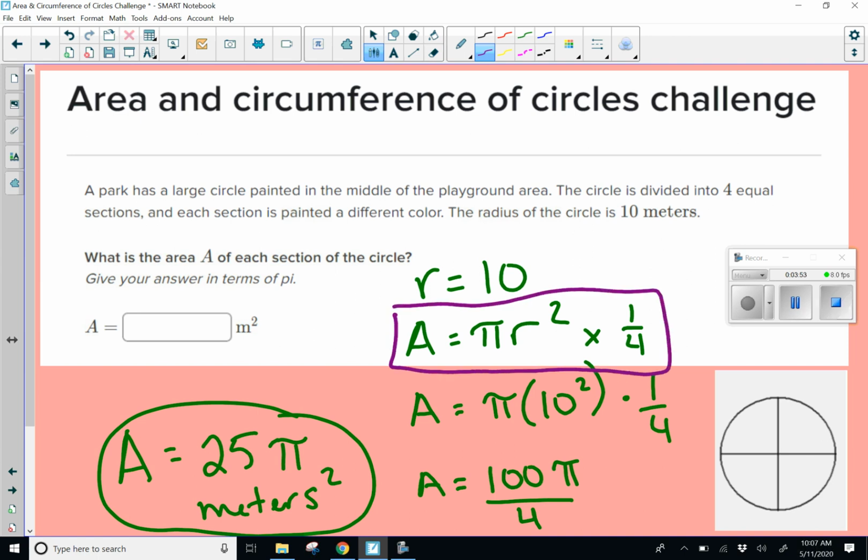My radius is 10, so I'm going to plug that in. 10 squared gives me 100. So that leaves us with 100 pi times 1/4, or 100 pi over 4. If I find a quarter of 100, that's going to leave me with 25. 100 divided by 4 is obviously 25, and that leaves us with a total area of 25 pi meters squared.